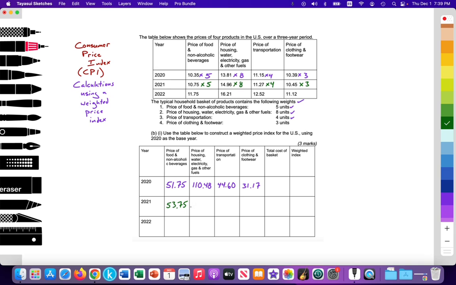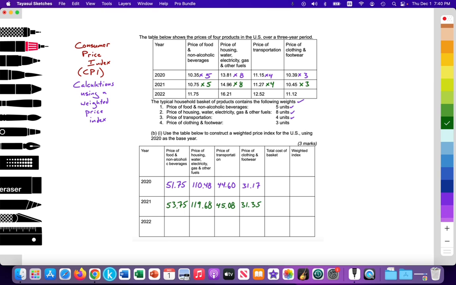$14.96 multiplied by 8 works out to $119.68. $11.27 multiplied by 4 works out to $45.08. And then 10.45 multiplied by 3 works out to $31.35. Great. So if you've calculated that accurately, you've done a great job. Try pausing the video again and go ahead and calculate 2022 on your own, and then we'll check your work in just a moment. Go ahead and pause now.